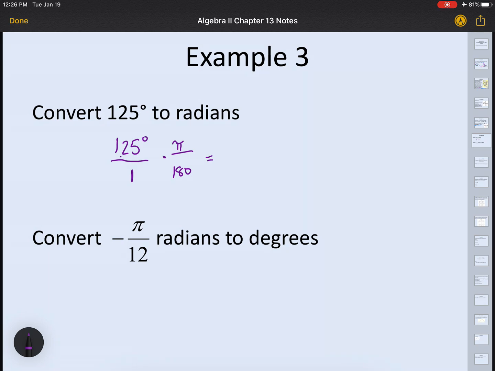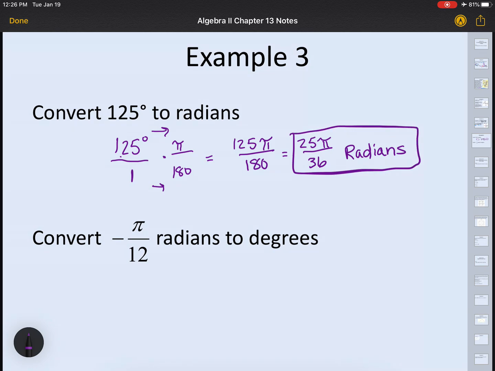Okay, so we multiply fractions straight across, numerator with numerator, denominator with denominator. So that's going to be 125 pi all over 180. And that fraction can reduce. They are both divisible by 5, so that's just 25 pi all over 36. And this is radians. When it has pi like that, that is a radian measure. So 125 degrees is the same thing as 25 pi over 36 radians.